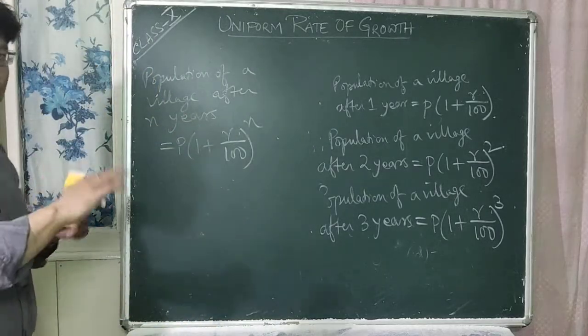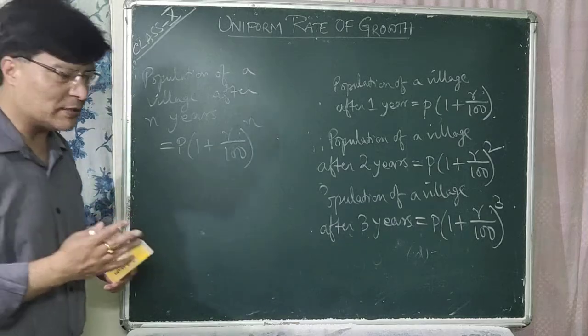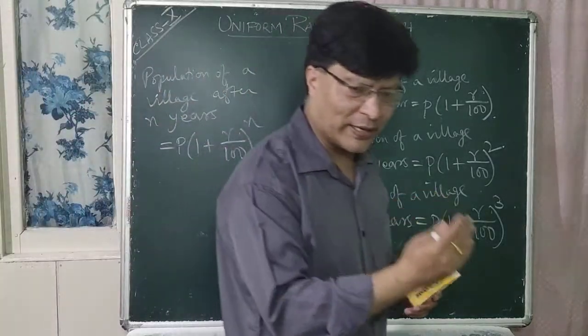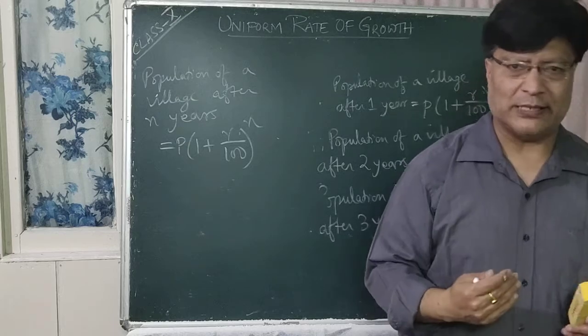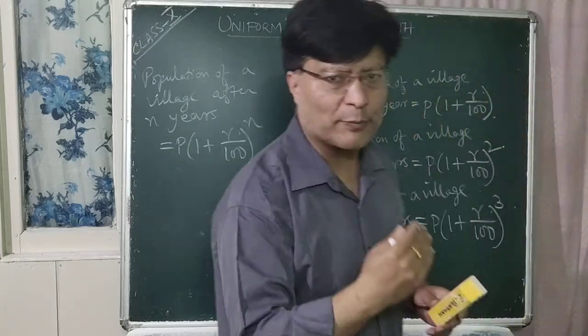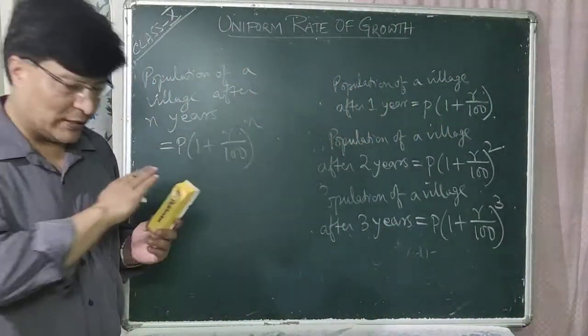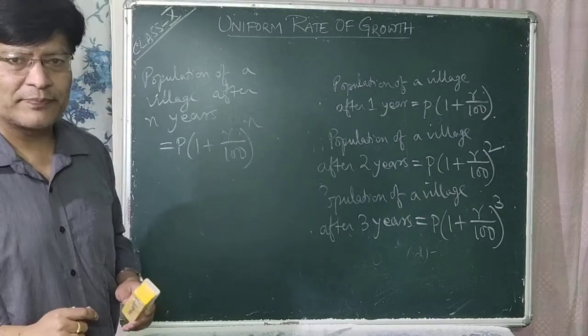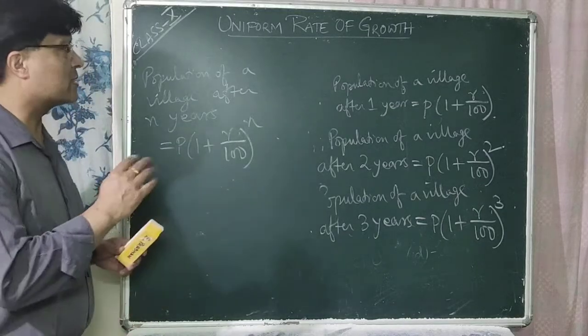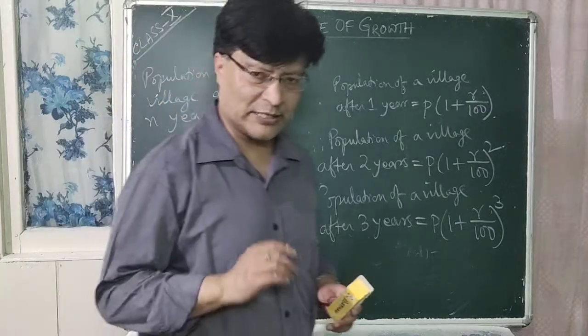So in this case, it is the uniform rate of growth. That means every year the rate of increase is R%. That is, rate of increase of population is R% every year. This is constant rate. Clear? So next, let's do uniform rate of decrease now.